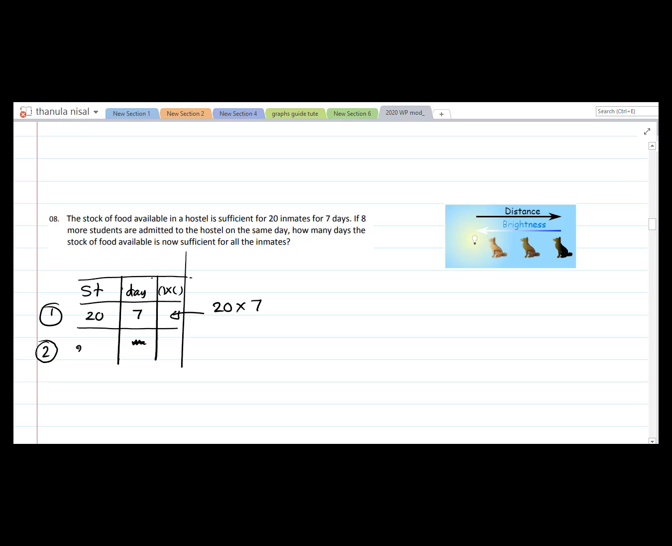This one should be 20 plus 8, that is 28. Now we want to find out how many days all of them can be sufficient. Okay, this one is same here, therefore if I write this one as y, 28 times y equals 20 times 7.